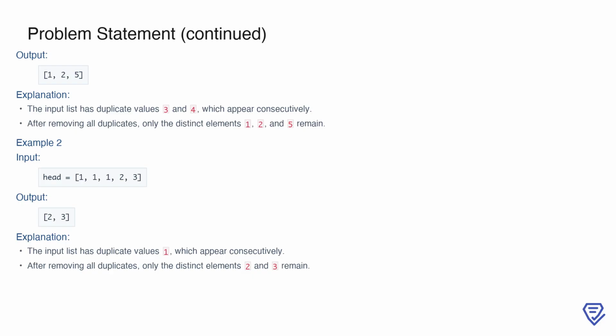In the second example, the input is 1, 1, 1, 2, 3. This time, all occurrences of 1 are duplicates since they appear consecutively. After removing these duplicates, the distinct values left are 2 and 3, and the output is 2, 3. These examples demonstrate how we handle consecutive duplicate values in a sorted list.